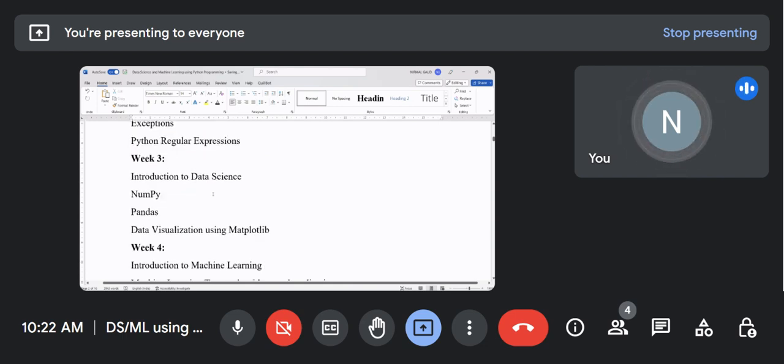Okay, in week number three, we are going to switch to the concepts of data science. There I will let you know what data science is, what machine learning is, and we are going to demonstrate the various libraries, that is NumPy, Pandas, Matplotlib, all these things in week number three.